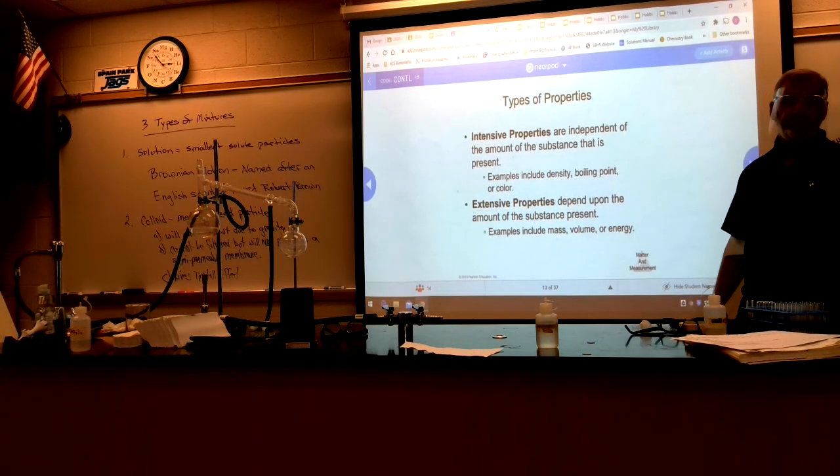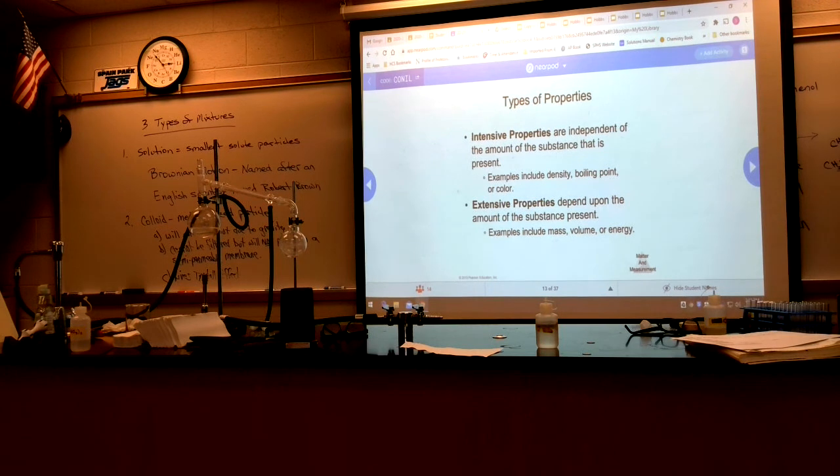Now, we need both. If we're doing calculations and things, we've got to have the mass. Sometimes we need the length, width, and height to calculate the volume so we can calculate the density. Okay? So they're still important, but intensive properties help identify a substance way better.